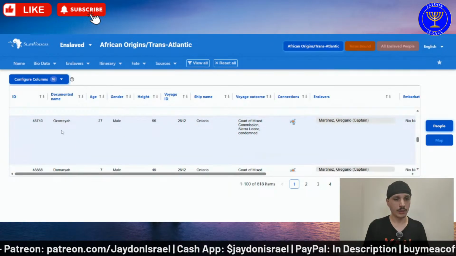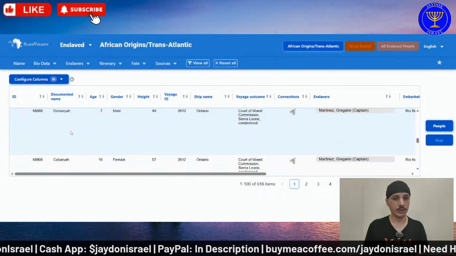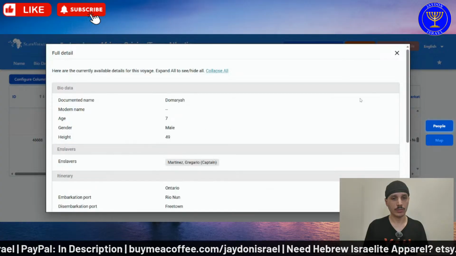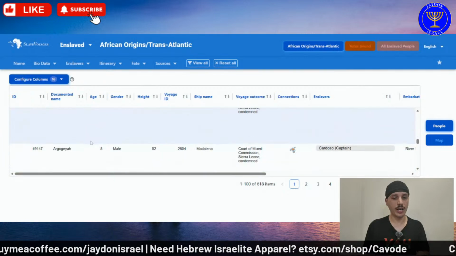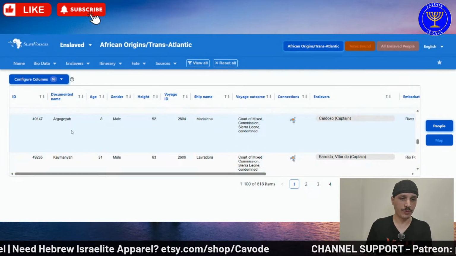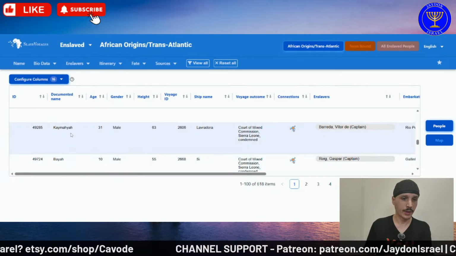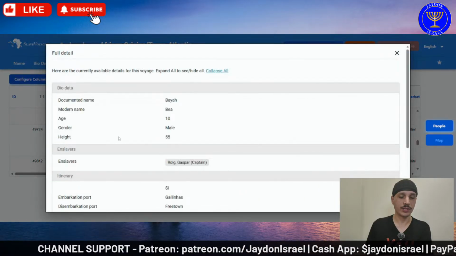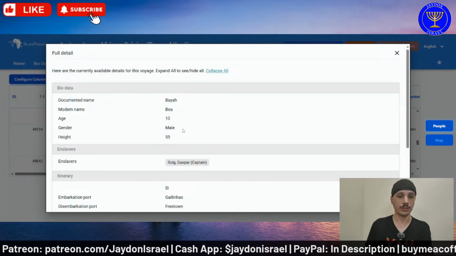Portia, Mia, Ocordia, Damardia, Cobardia. I'm not going to read every name, family, but I'll go ahead and just scroll through these names. There's 100 per page. Kamaya, Baya, which looks like Bardia's. Baya, modern name, Bia, male.